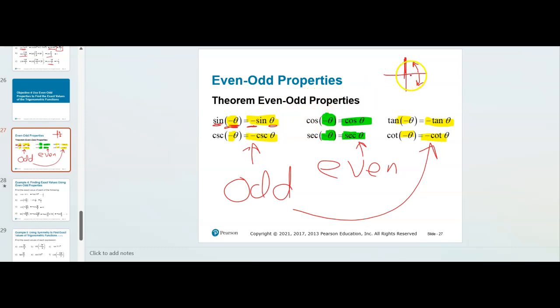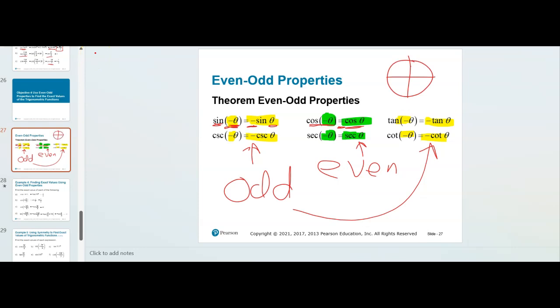Look at cosine. Cosine is the x-coordinate. Think about a point. If I rotate here, that x-coordinate, if I drop down to the x-axis, is going to be the same as the x-coordinate if I rotated down in this direction. So if I rotate in the opposite direction, the x-coordinate is the exact same as the x-coordinate if I rotated counterclockwise.